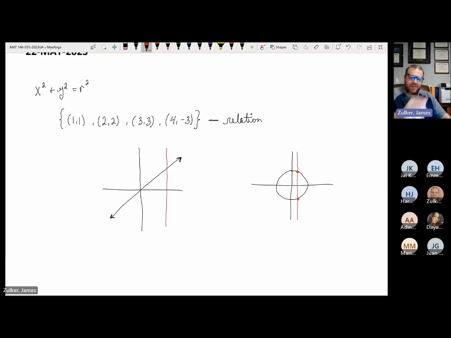Now, this, of course, means that this x value, whatever this x value happens to be, corresponds to two different y values. Now, there's one input corresponds to two outputs.